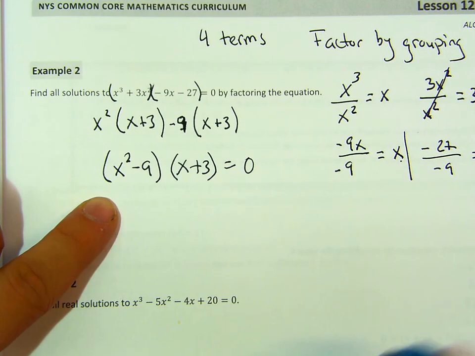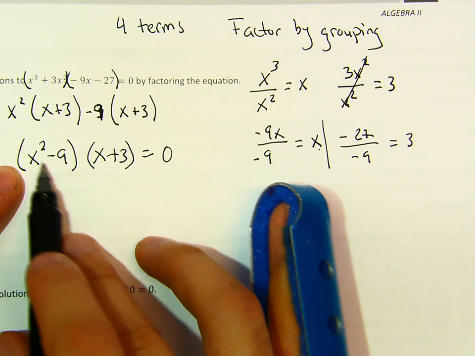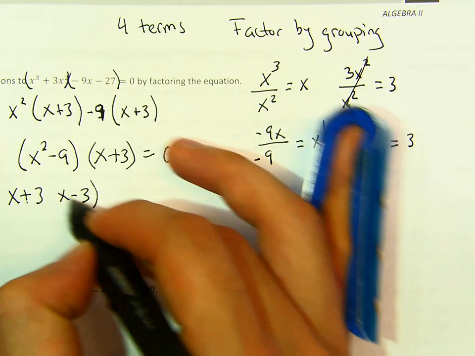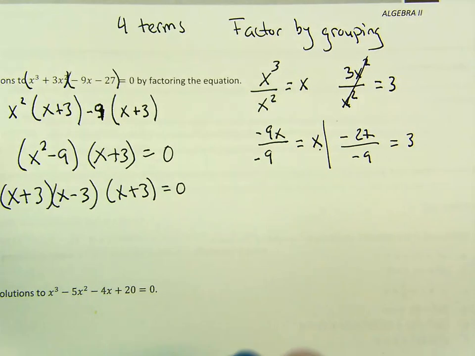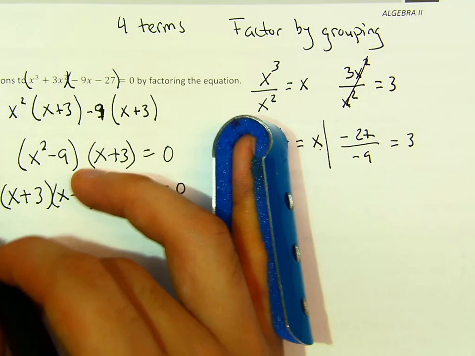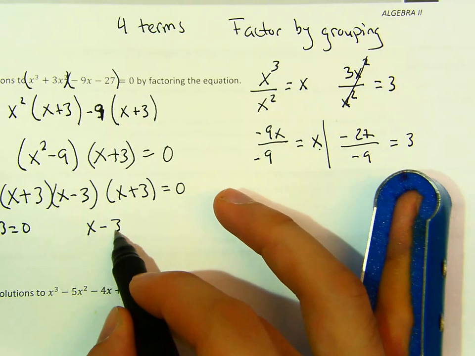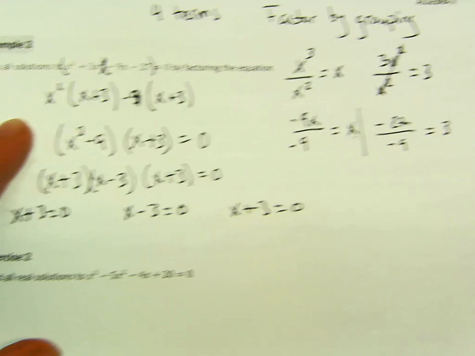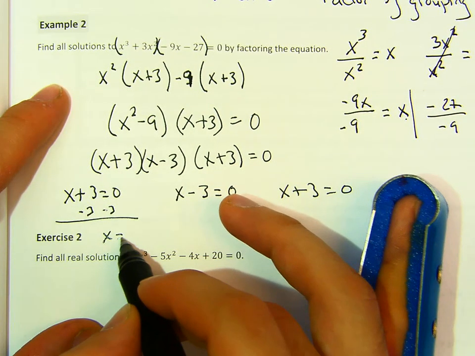Right? But then how can I continue forward? Notice that, can I continue factoring this? Yes, I can. This is x plus 3, x minus 3, and this is x plus 3, and it equals 0. And then once we have this position, what can we say? We can say this x plus 3 equals 0. This x minus 3 equals 0. And this x plus 3 equals 0.